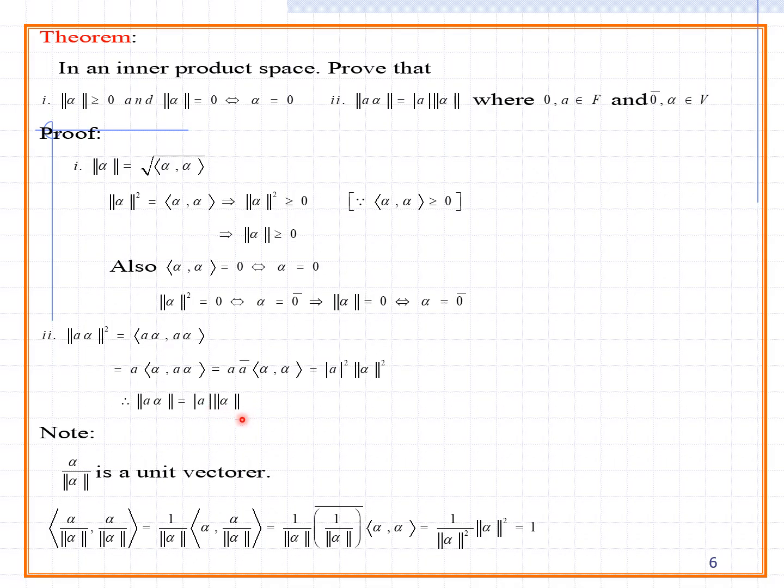Once you apply this property, it can be written as modulus A times the norm of alpha. Here you can observe one more note point: alpha by norm alpha is a unit vector. A unit vector means it is always 1 by norm alpha squared into alpha squared, where both cancel, and that value equals 1.